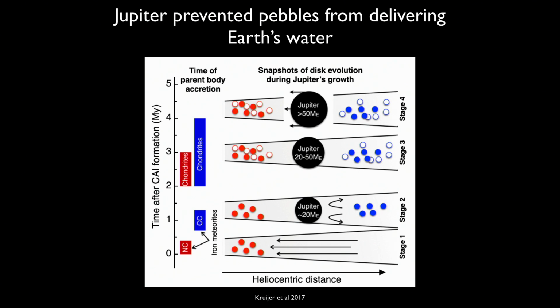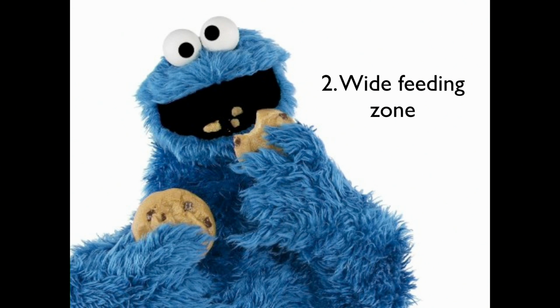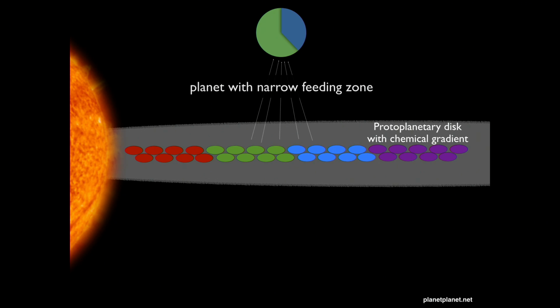All right, mechanism number 2 is a wide feeding zone. All right, you must all know who this is. Cookie Monster. Cookie Monster. All right, so wide feeding zone, what's that all about?